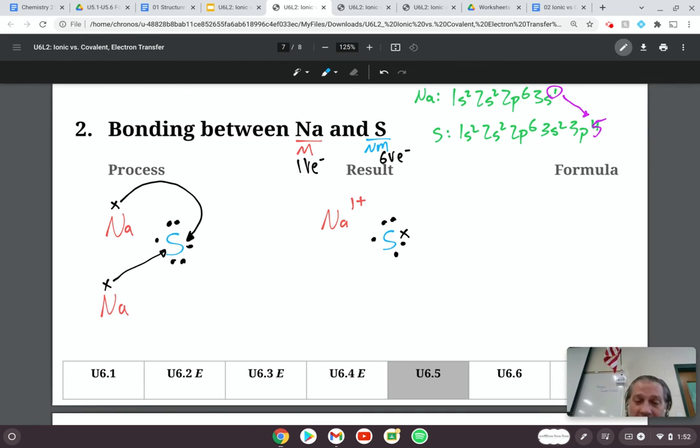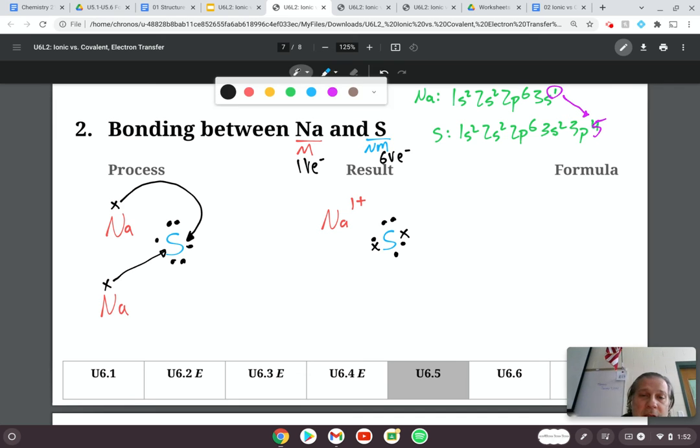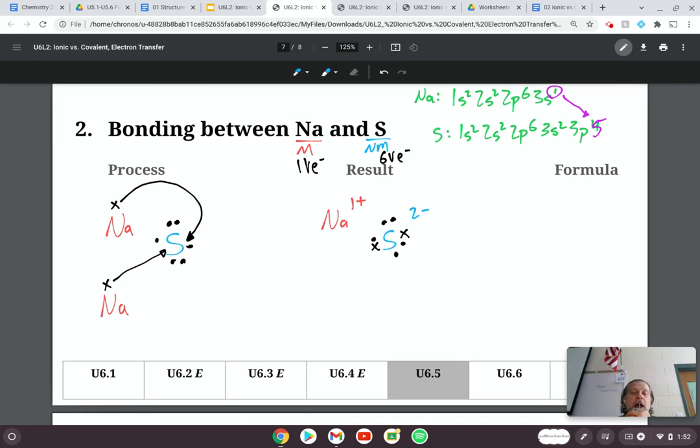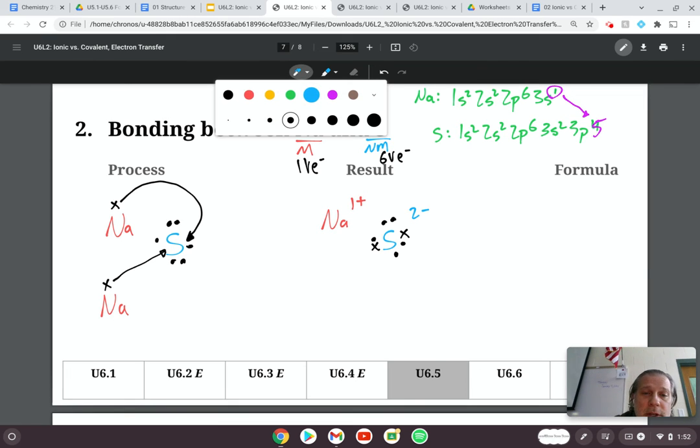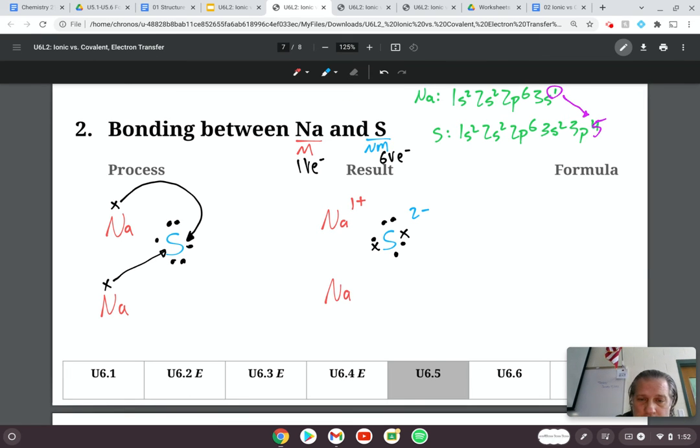So now in this case, I have a second electron that sulfur gained. And as a result of that, sulfur now has a -2 charge. And my added sodium has a +1 charge.